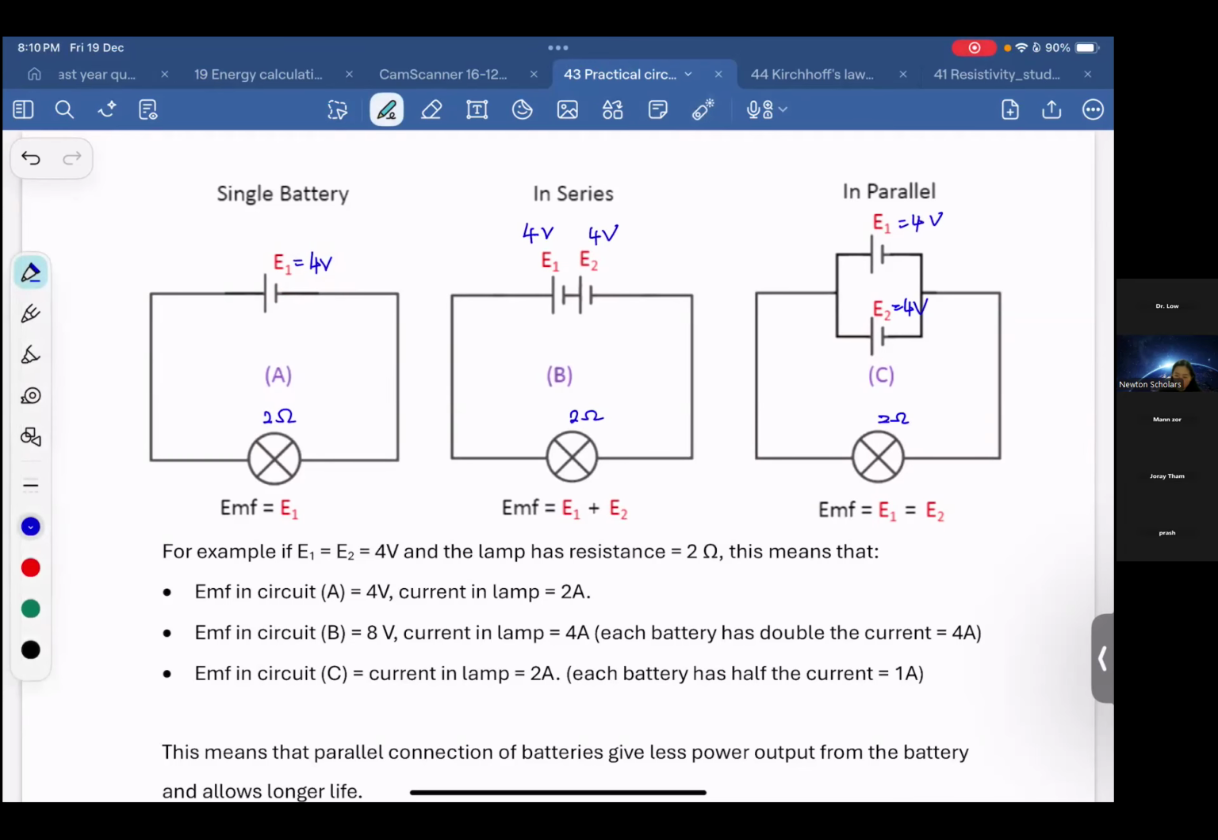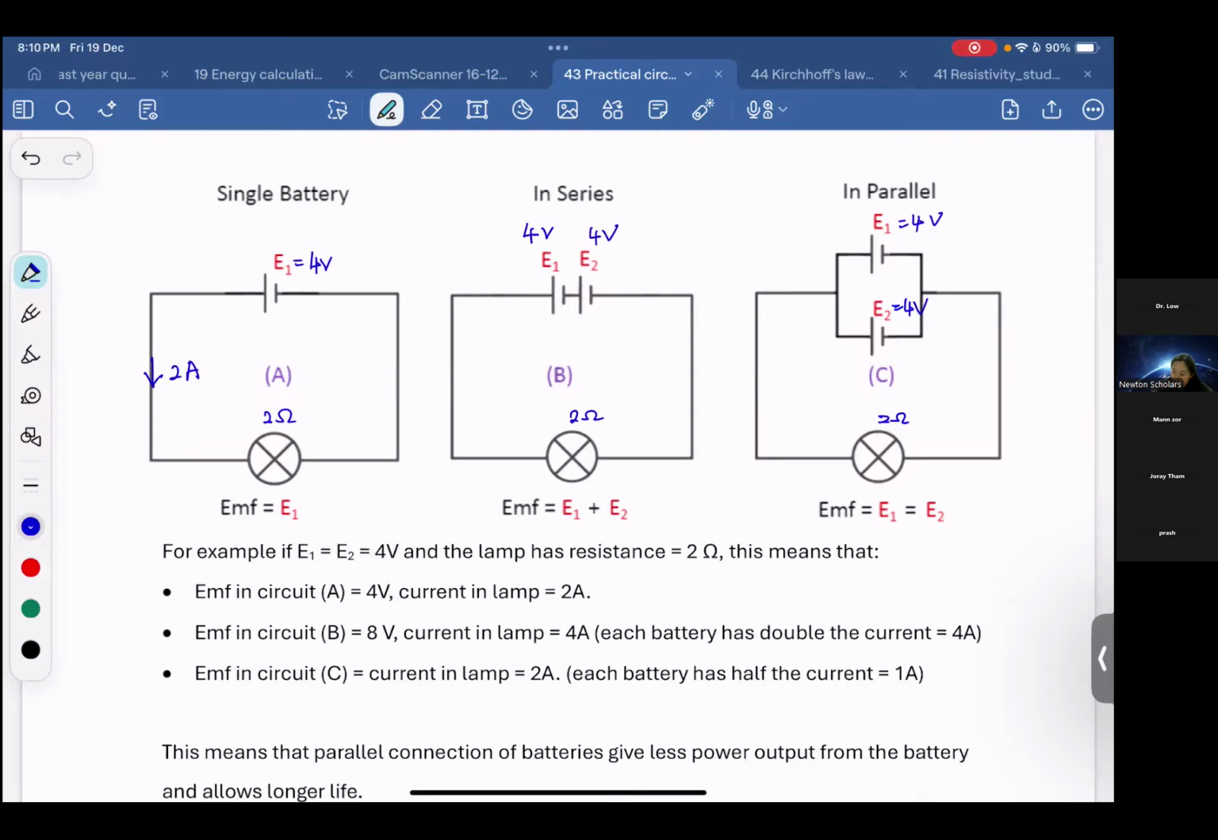What is your total current in the circuit? V equals IR, 4 divided by 2. So I know my current flowing in the circuit is 2 ampere. Okay? What is the difference when I connect one more battery in series? The direction is correct, they have the same directions.